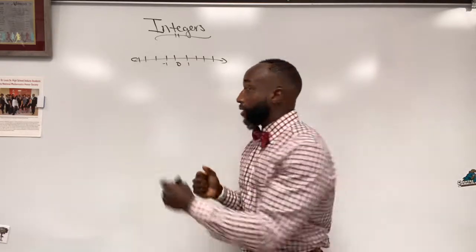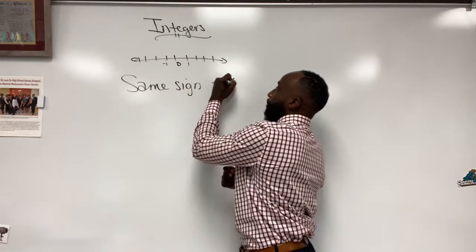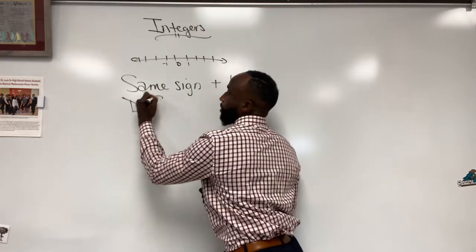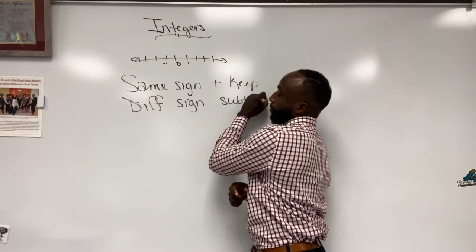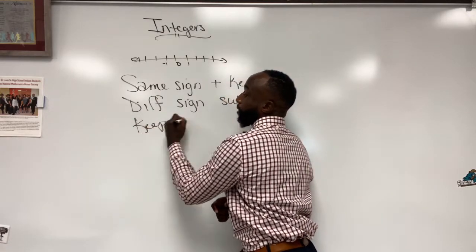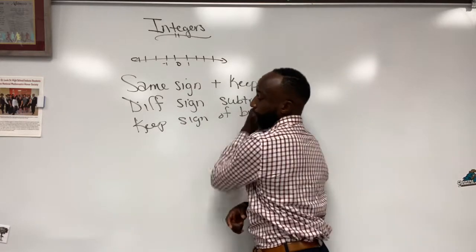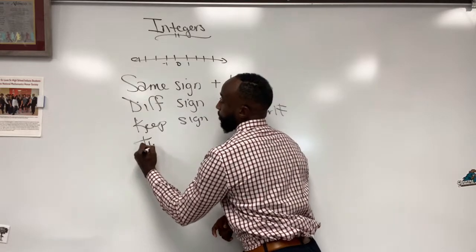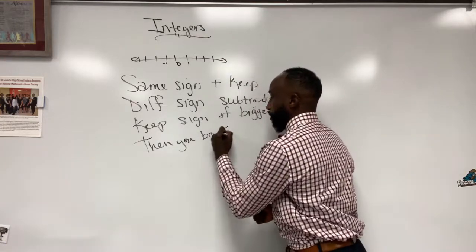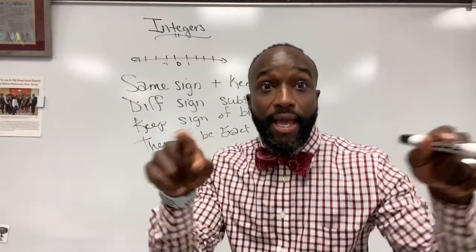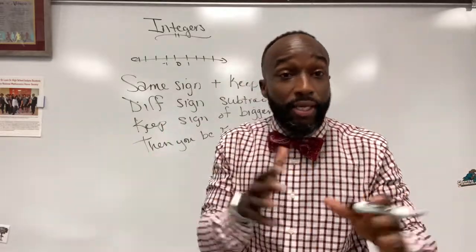It goes like this: same sign, add and keep. Different sign, subtract. Keep the sign of the bigger number, then you'll be exact.